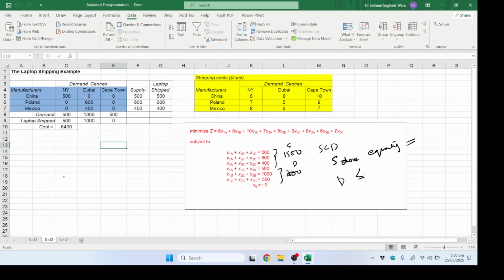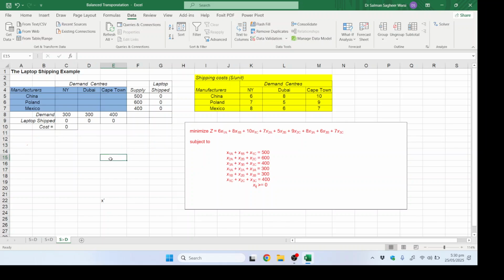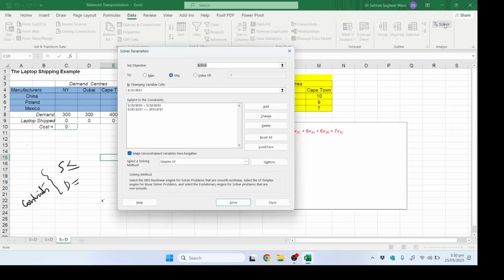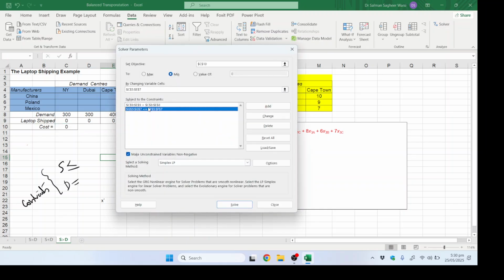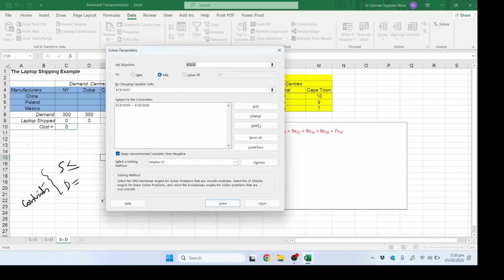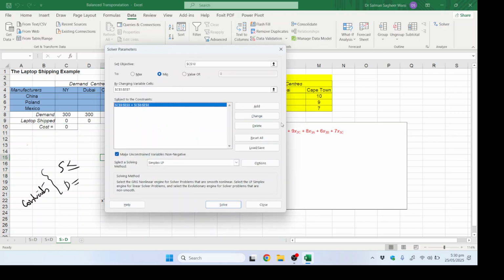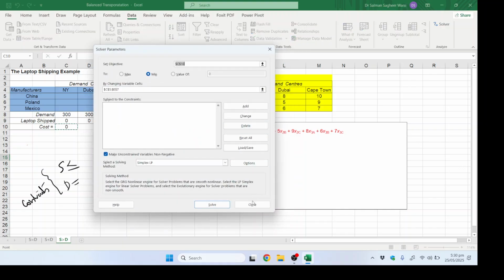Now let's move to another case where the supply becomes greater than demand, as we discussed in our lecture. When the supply is greater than the demand, supply is written with a less than or equal to sign and demand is written with the equality sign. That is how the constraints of supply and demand are written. Again, this is the same sheet. We go to the solver, and I am just deleting these two constraints.